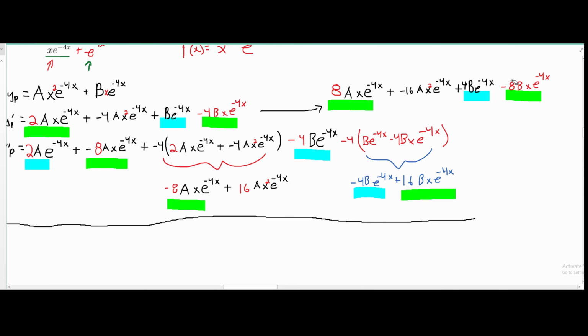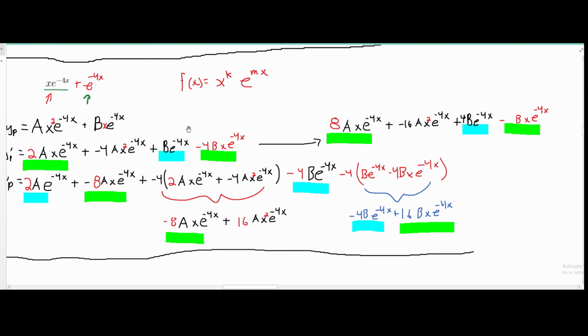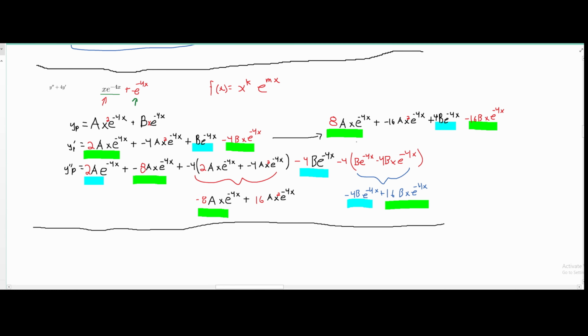I noticed I made a mistake in my math. This 8 right here should actually be a 16, because if we multiply our 4 in, which is what we did for this, we distributed our 4 across here, we should be getting 16 bxe to the negative 4x. So once we do this, we can start canceling things out. We're going to cancel this part, and we're also going to look at this part to cancel.